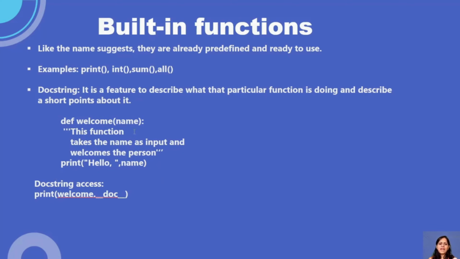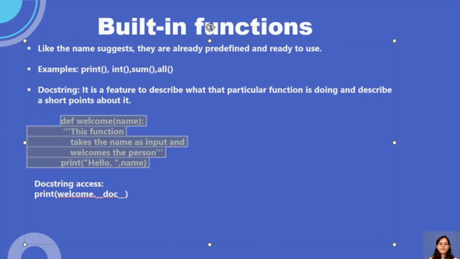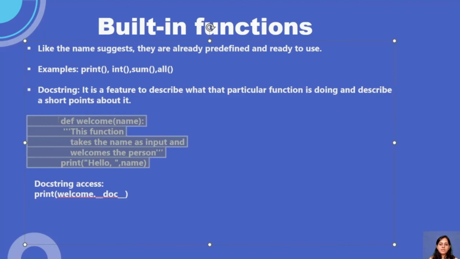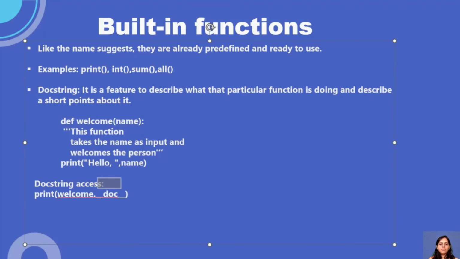Here you can see I have given one example. I have written def welcome name. This is a docstring I have given: this function takes the name as input and welcomes the person. Print hello name. And if I want to access my docstring, this is how I can: this is my function name and underscore underscore doc underscore underscore.